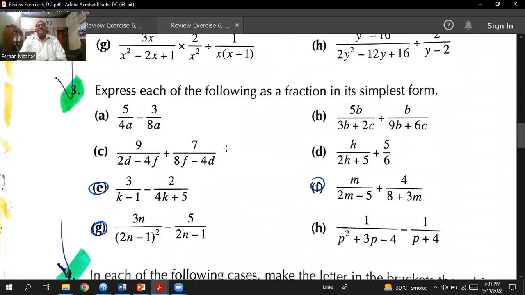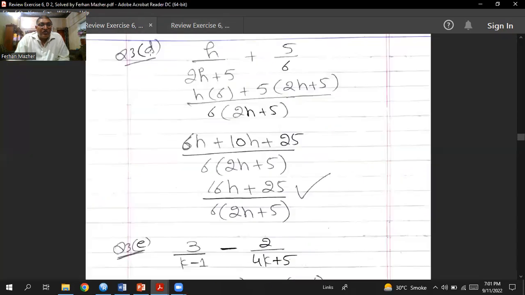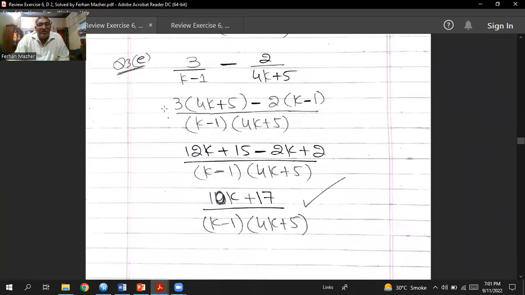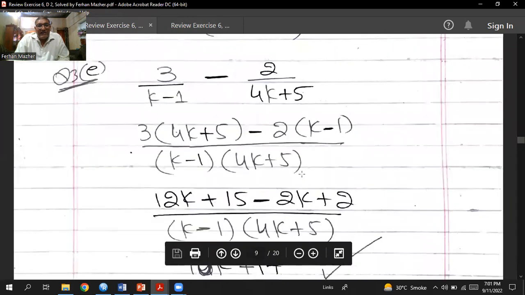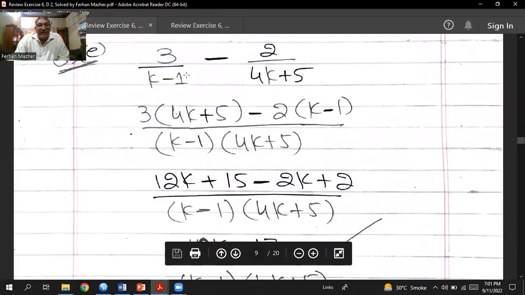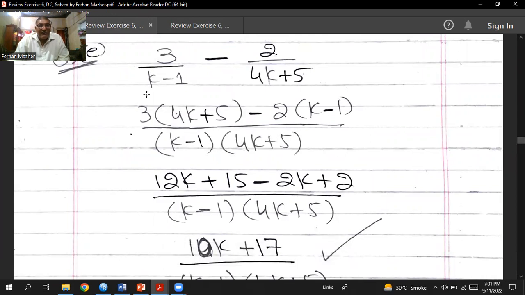Okay, so E part, 3 divided by k minus 1 minus 2 divided by 4k plus 5. Okay, so I will take the LCM. Both these expressions will come in the LCM. So k minus 1 in one bracket, 4k plus 5 in the other bracket. So when I divide this LCM, this bracket is cancelled. So this numerator will multiply with this 4k plus 5 bracket.